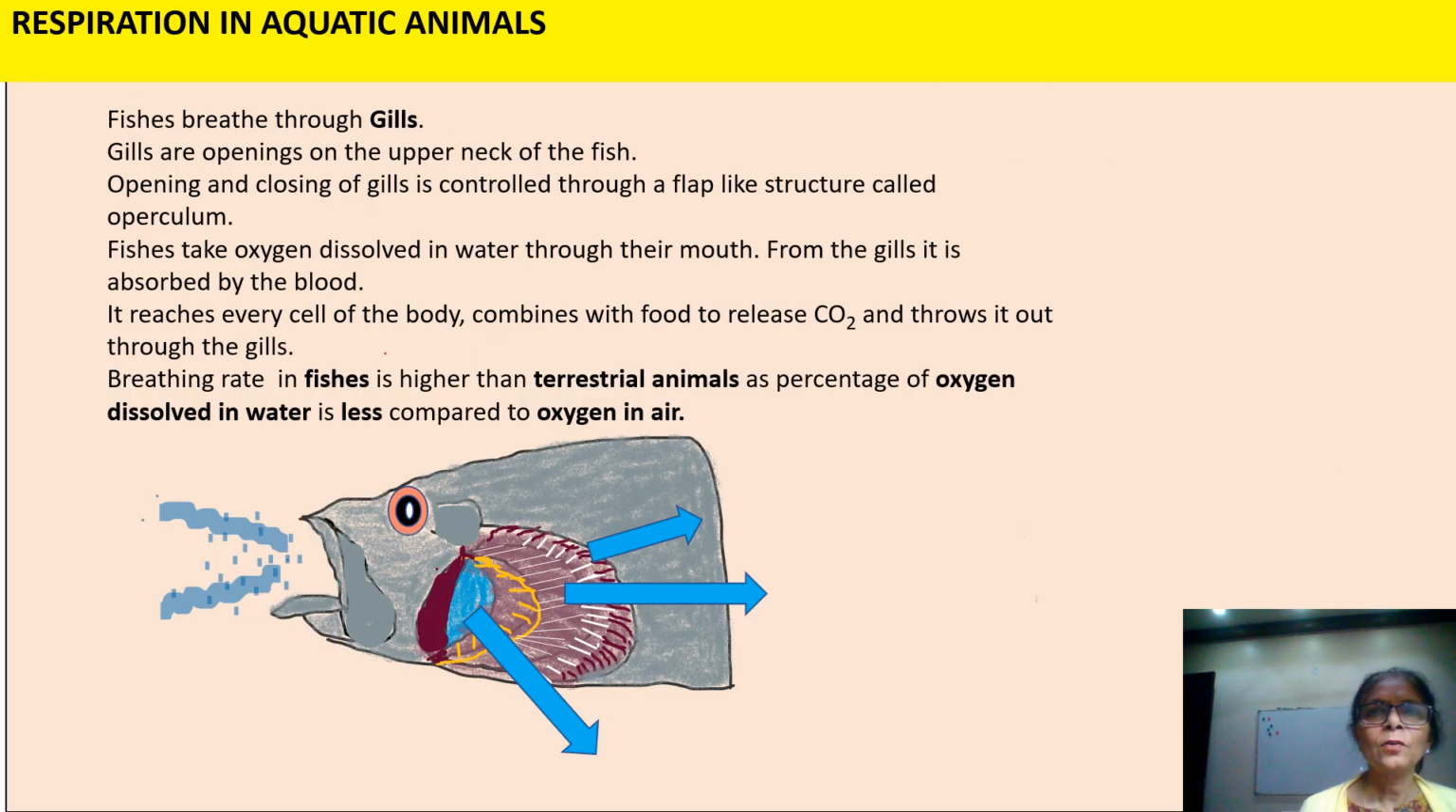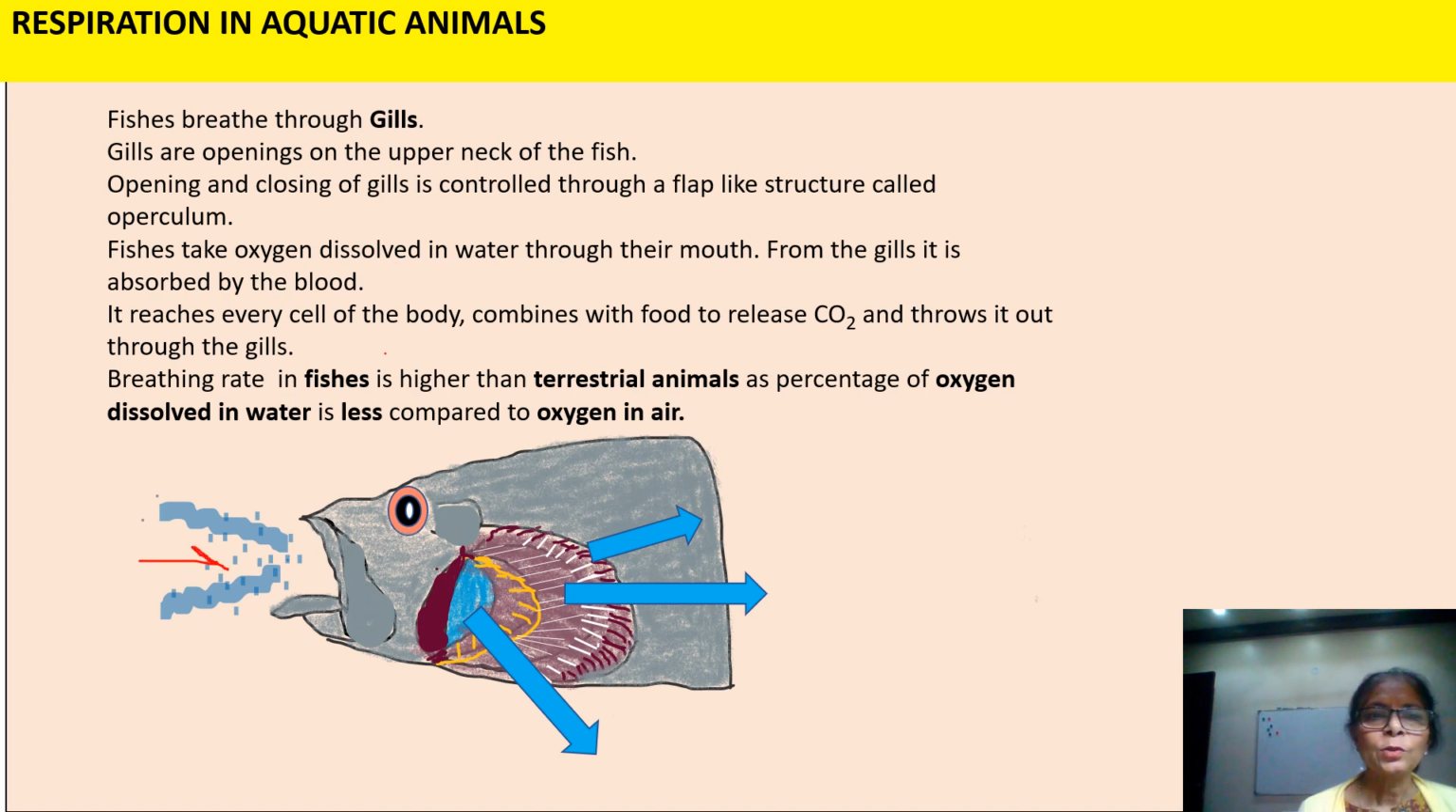Different animals have evolved different structures for uptake of oxygen and release of carbon dioxide. Let us see how fishes do this respiration. You must have seen a fish opening and closing its mouth again and again and flapping a flap-like structure over its gills.